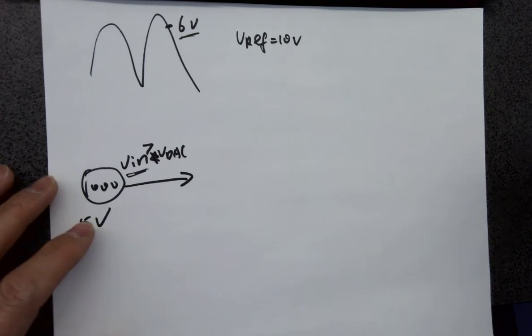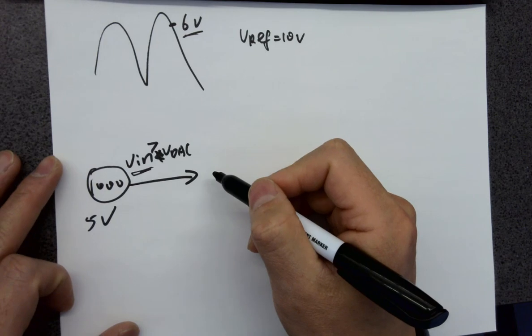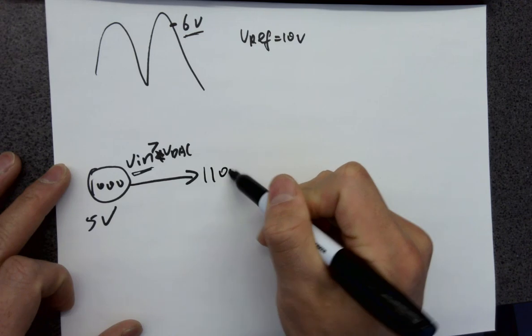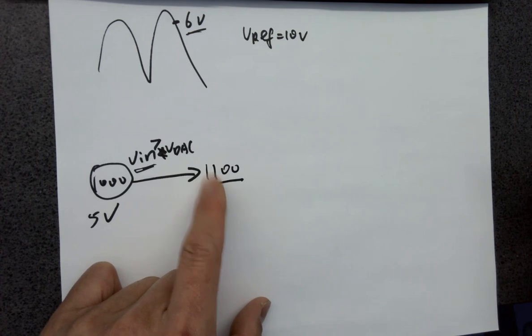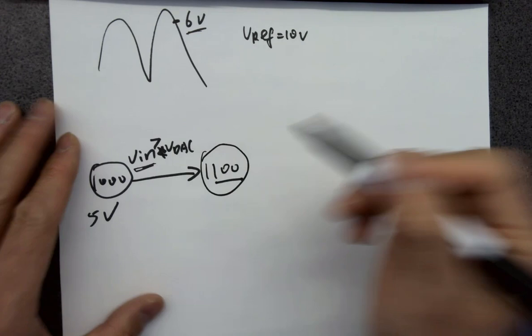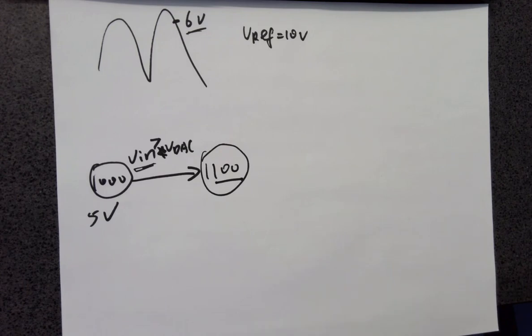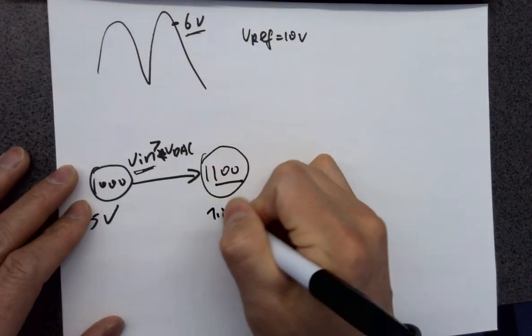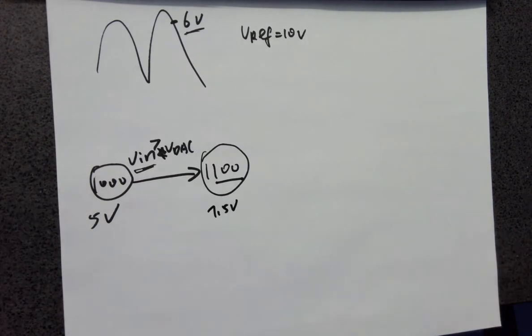So what's the next digital code over here? What's the next digital code? 1, 1, 0, 0. Yep. These are the original code being shifted, and this is the new number here, the new comparator's output. Since we know this number from the last example, what is that number? 7.5 volts, right? So 7.5 volts comes down from the SAR and goes through the DAC.